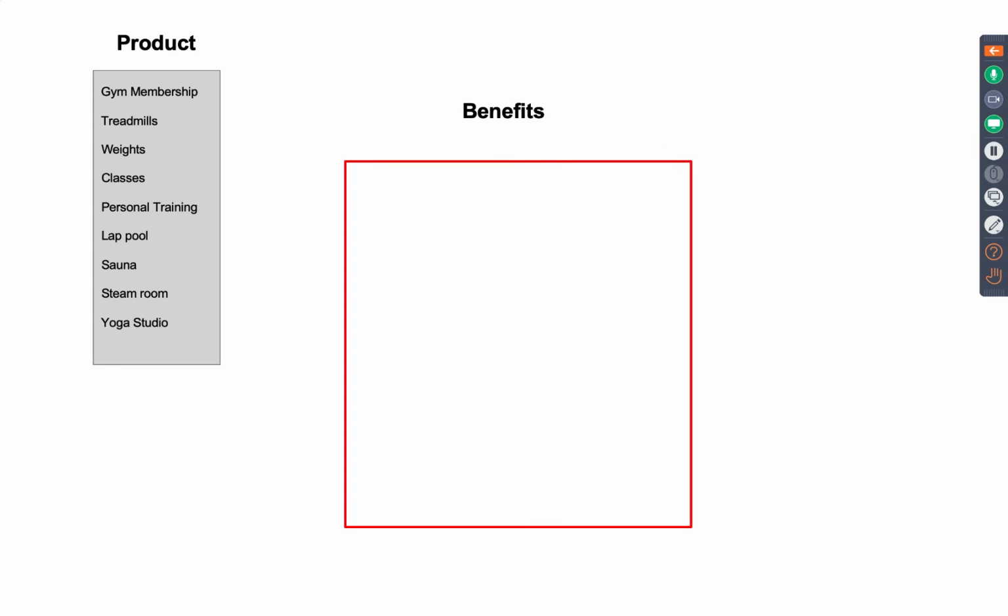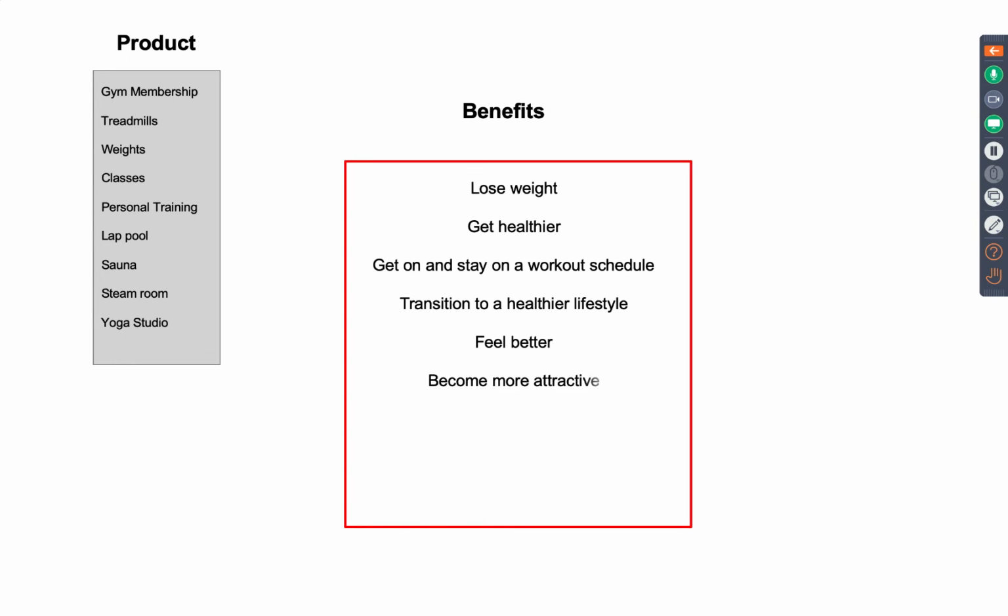But if we think about the product and our buyer that we're creating a message for is someone looking to lose weight, the benefits that we can offer them is we can help them to lose weight, get healthier, work out more, transition to being healthier, feel better, become more attractive, improve self-confidence, decrease stress, become happier. We're just getting started with our sales message. We're already at way better things to talk about instead of a treadmill and yoga classes, right? So if you just stopped right here, you would already be a better salesperson.